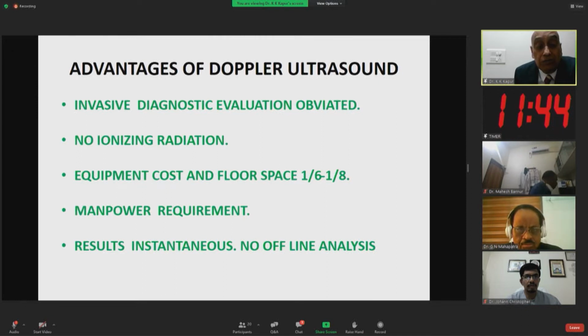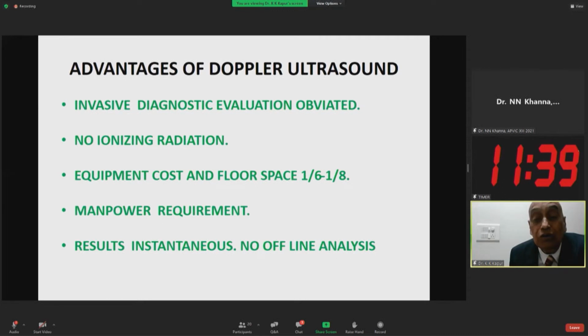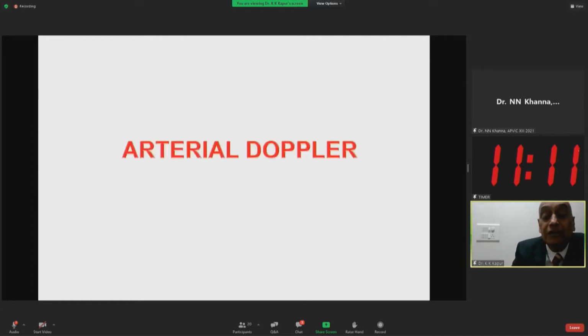So the advantages of Doppler ultrasound over the other non-invasive techniques is that the invasive diagnostic evaluation is obviated. There is no ionizing radiation. Equipment cost and floor space is 1/6 to 1/8. There is very little manpower requirement. Hardly one person or two persons are required, but one person should be highly trained. And the results are instantaneous and no offline analysis.